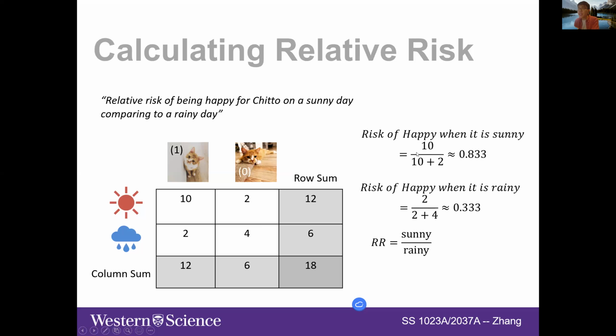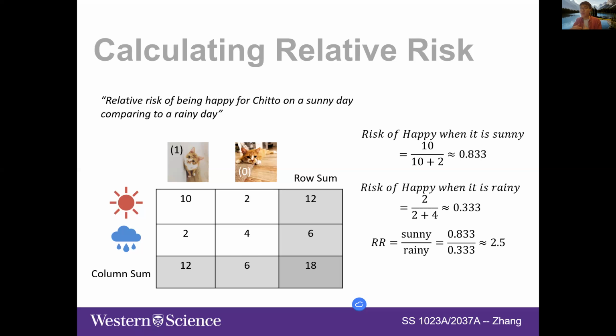Finally, we plug these two risks into our relative risk, and we calculate that our relative risk here is 2.5. The interpretation of this relative risk is like this. What I'm interested in is the probability of Cheeto being happy, and our baseline here is the rainy day. So if I switch the weather from raining to sunny, then we have 2.5 times the probability of observing that the cat will be happy. That's what this relative risk is telling us.